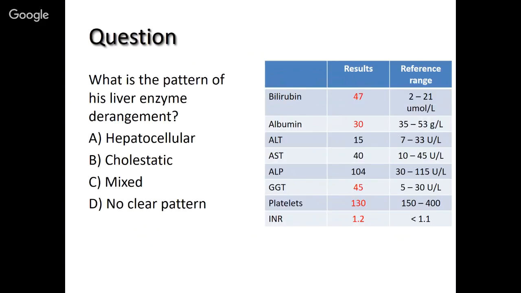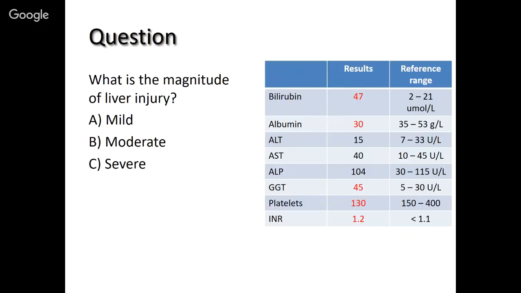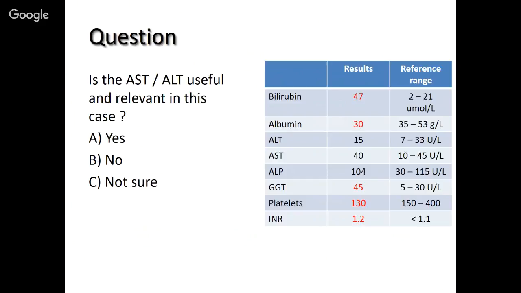So we can't talk about the pattern there, so I won't get you to do this. But the point is, if they're not abnormal, you can't see a pattern. And the magnitude of the liver injury could actually be quite severe because of the actual evidence of the liver failure. And hepatic synthetic and catabolic dysfunction tells you something very bad is going on. Okay, in this case, of course, the AST and ALT is not useful because they're not high. So that ratio doesn't apply here.